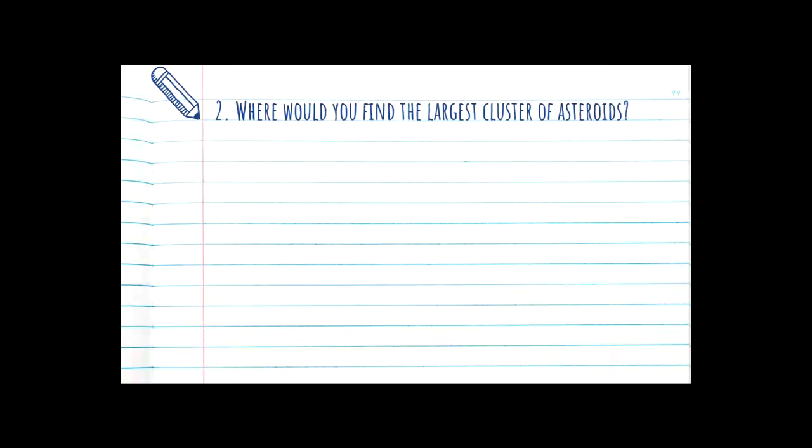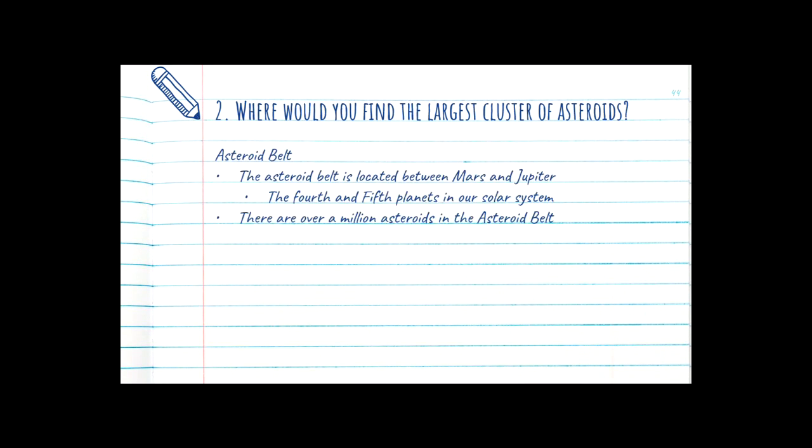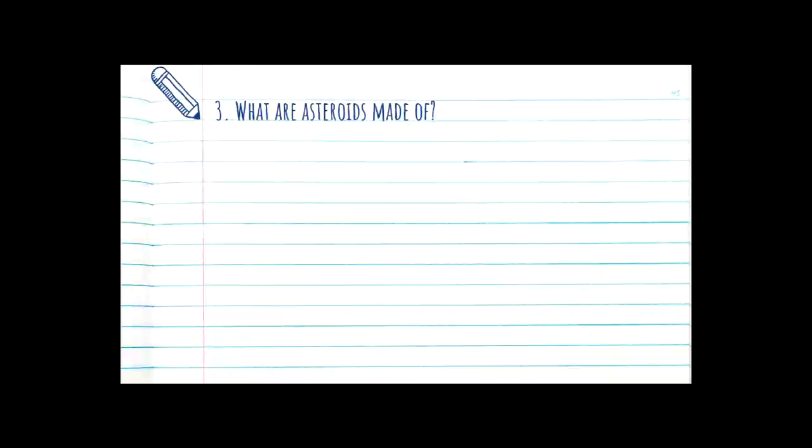Where would you find the largest cluster of asteroids? This is in our solar system. I didn't specify that, but in our solar system, where would you find the largest cluster of asteroids? And that's called the asteroid belt. The asteroid belt is between Mars and Jupiter, which Mars and Jupiter are the 4th and 5th planets in our solar system. And there are over 1 million asteroids in the asteroid belt. So there are a lot of asteroids in there.